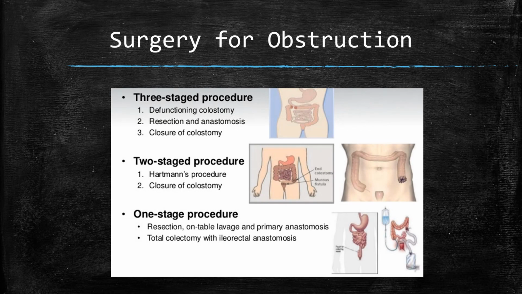A 3-stage procedure first requires a defunctioning colostomy. This will usually be a transverse loop colostomy. Then later down the road, they'll present back for resection of the tumor and a primary anastomosis, and the last stage is closure of the colostomy. So this is 3 major operations.